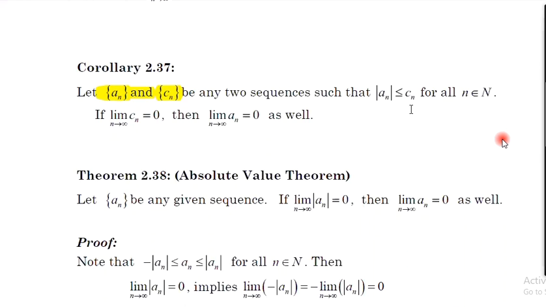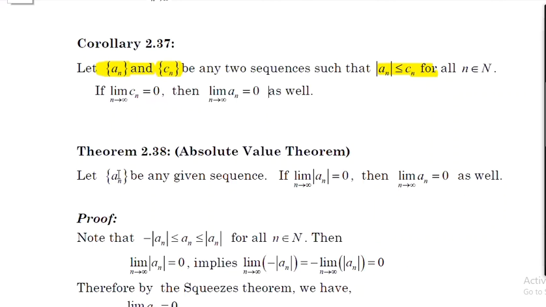Minus r less than or equal to a less than or equal to r. So when you have this statement, you can write it that way as minus cn less than or equal to an less than or equal to cn. So now we know that the cn goes to 0.